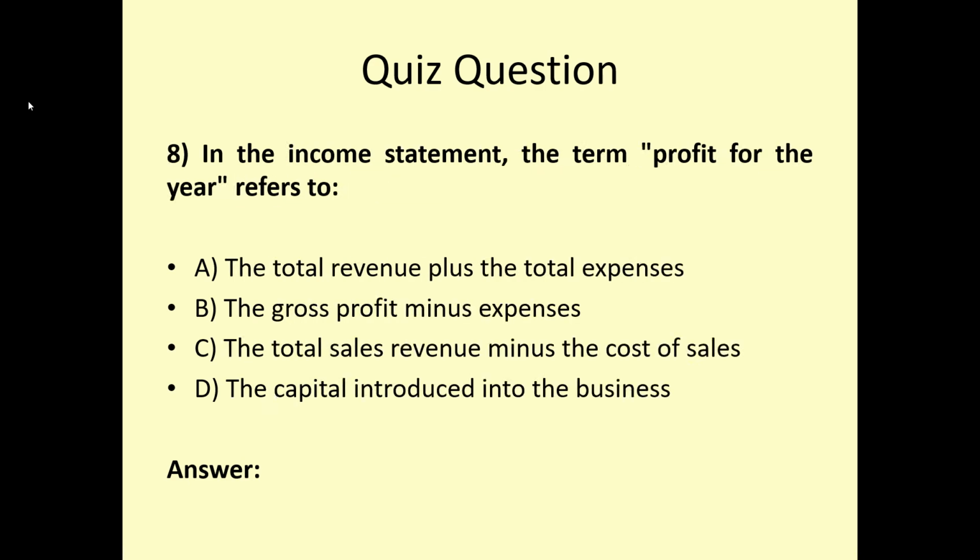Question 8. In the income statement, the term profit for the year refers to A. The total revenue plus the total expenses, B. The gross profit minus expenses, C. The total sales revenue minus the cost of sales, or D. The capital introduced into the business.